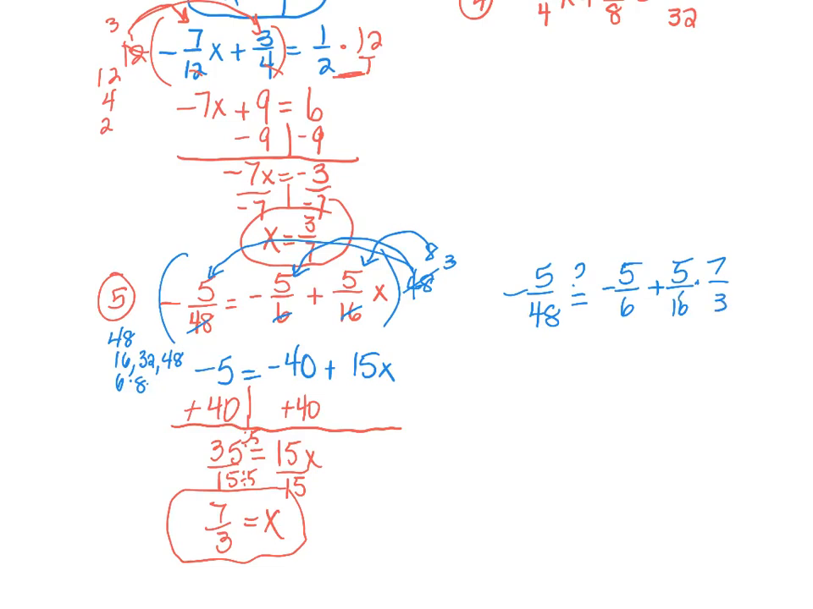Alrighty, so nothing cancels here. We're going to get 35 over what? That's 48. Plus, I'm going to change this to 48. So I'm going to take that times 8, and I get negative 40/48. Okay, when I really subtract those, I get negative 5/48. And is that what I wanted? It sure is, and it checks. How awesome is that?